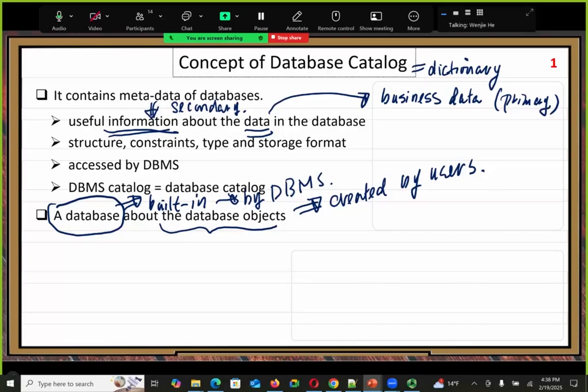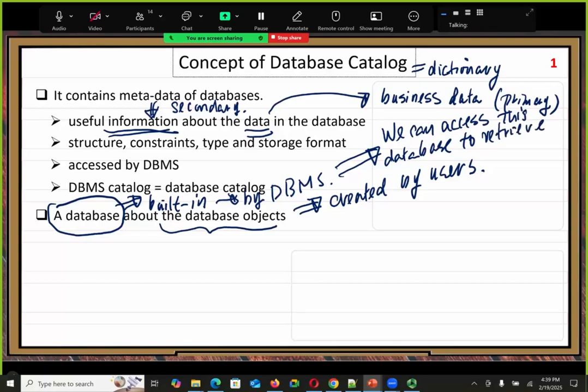Based on this understanding, you can treat this catalog as a top-level database. So we can access that database to retrieve information of other databases.